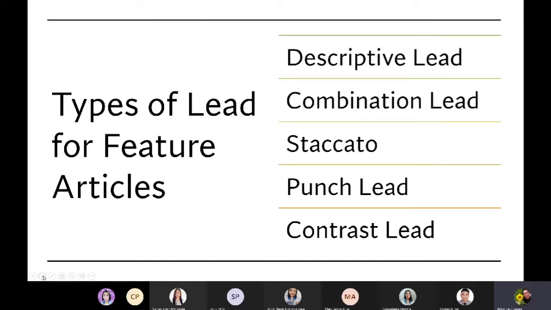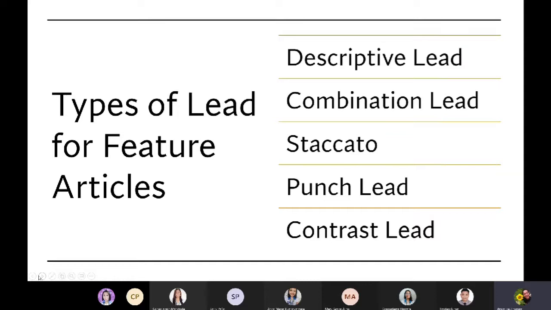For contrast lead, ito naman yung two, merong good side tsaka bad side kang pinapakita. Yung example natin for news writing dati, well, the students in public school are suffering from lack of resources. There are these rich people immersing themselves in the luxury of life. So it's contrasting. In feature, you can do that, but in a more creative, more elaborative manner. So that is for the feature articles.